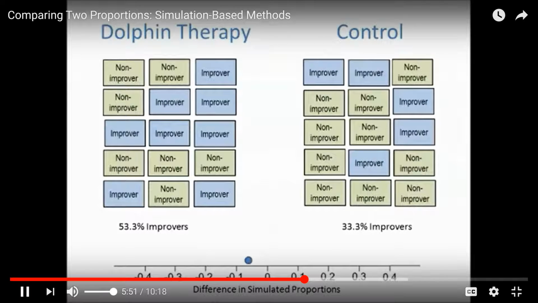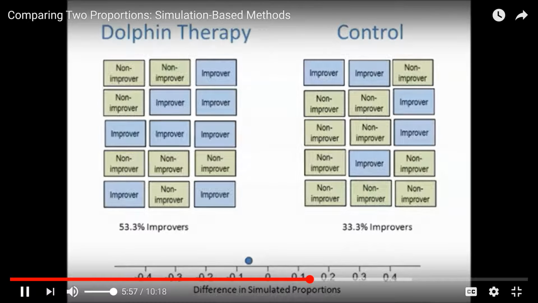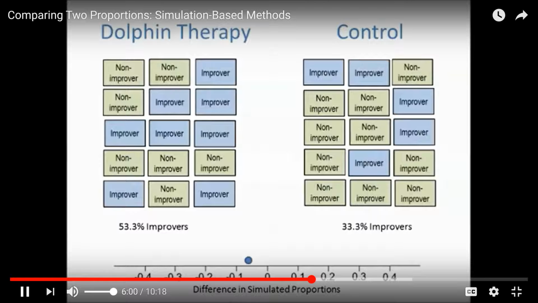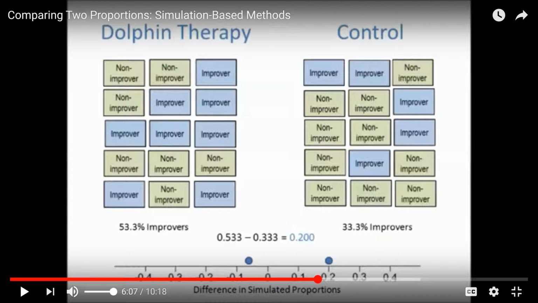This time we got 8 improvers, or 53.3%, in the dolphin therapy group, and 5 improvers, or 33.3%, in the control group. This gives us a difference in proportions of 0.2, and we will add this dot to our dot plot of could-have-been values. Okay, so the dots he's putting on are what would happen just by random chance.